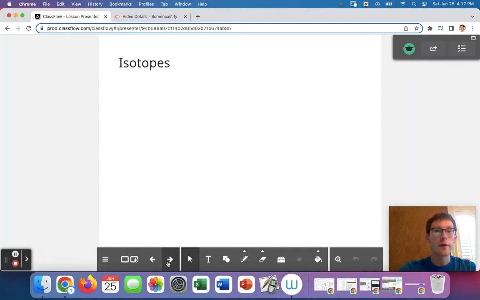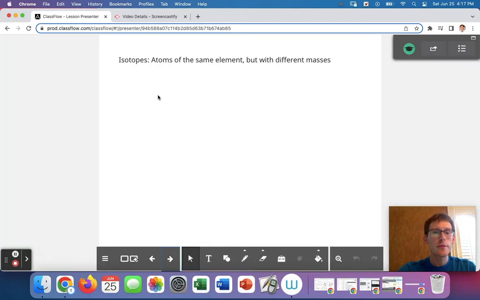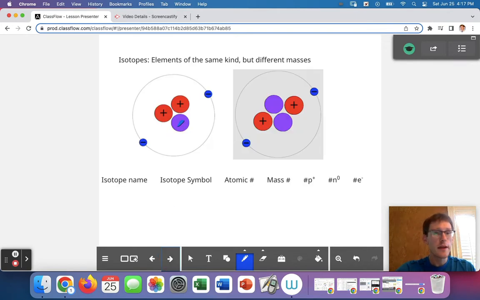In this video, we'll learn about isotopes. Isotopes are defined as atoms of the same element that have different masses. And what that means is that they have the same number of protons, therefore they're the same element, but they have different numbers of neutrons, which allows them to have different masses. So these two representations of atoms are isotopes of the same element.